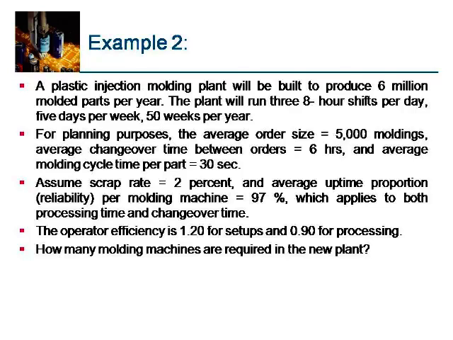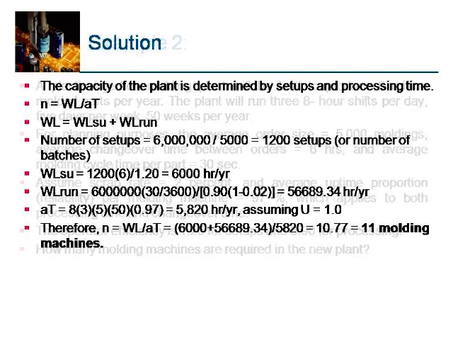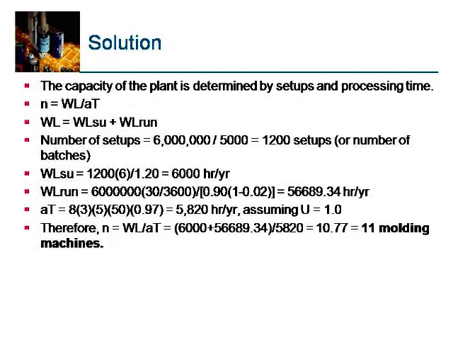Assume scrap rate is equal to 2%, and average uptime proportion reliability per molding machine is 97%, which applies to both processing time and changeover time. The operator efficiency is 1.2 for setups and 0.9 for processing. How many molding machines are required in the new plant? This is a very good production example, and let us see how to do that.